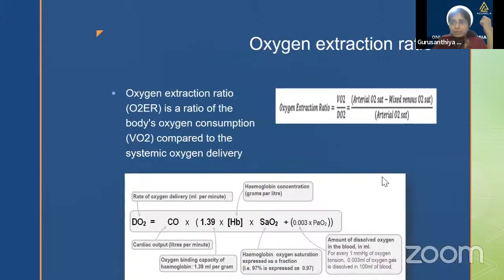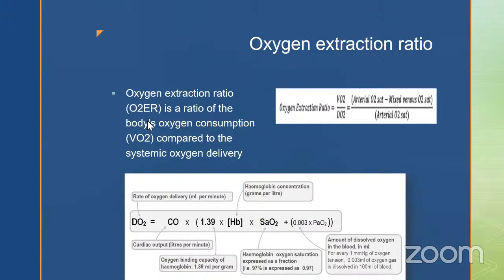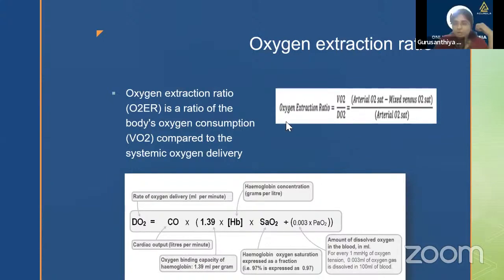The next possible question which was asked is the oxygen extraction ratio. Whenever a question is asked and there is an available definition, you have to write the available definition and write about the oxygen extraction ratio, how it is derived, the formula, and the factors affecting each component of it.